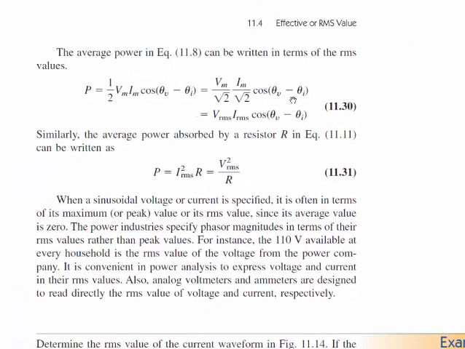So the average power that we calculated before, which was one half the peak voltage times peak current times the phase difference term, turns out that if I substitute in RMS values instead, then we find that the average power is V RMS times I RMS times that phase difference term. And our other equations also apply here.